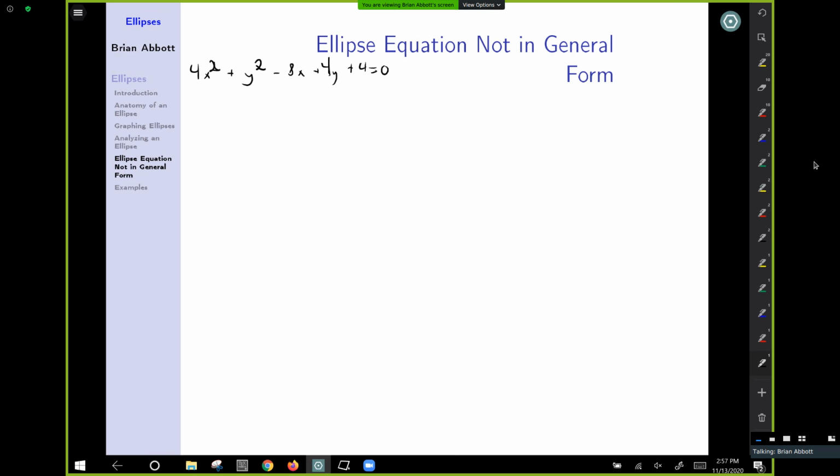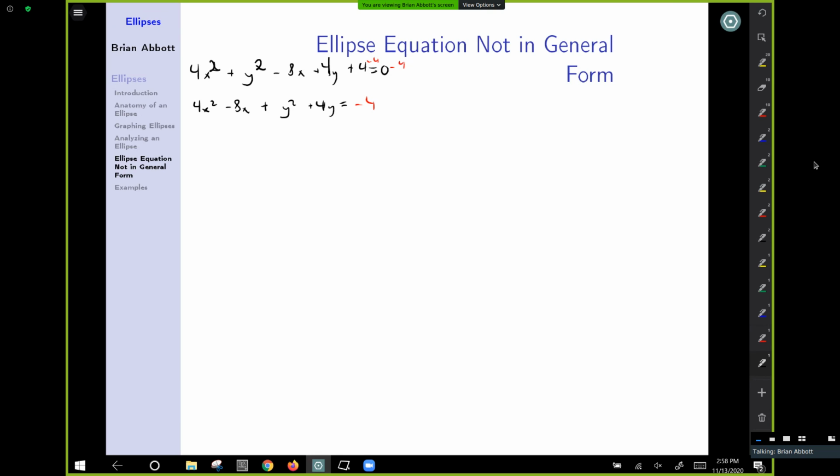First thing is we're going to group all the x's together and group all the y's together. 4x squared minus 8x plus y squared plus 4y. Well, the first step of completing the square was to get that number away to the other side. So kick the constant over to the other side, and so we'll get that negative 4 on the right by subtracting 4 on both sides.